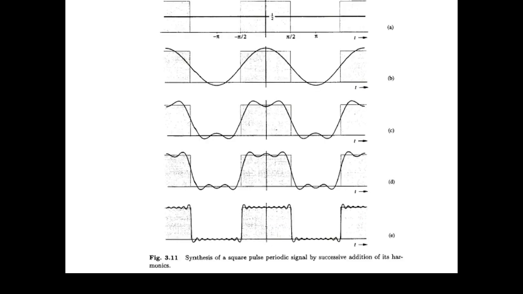Here one example of a square wave has been given. The first one is the square wave, and then we can see one sinusoidal wave has been added, then a series of sinusoidal waves have been added. Slowly, as we increase the different sinusoidal waves of different frequencies and amplitudes and add those up, the reconstructed signal is similar to this pulse wave signal.